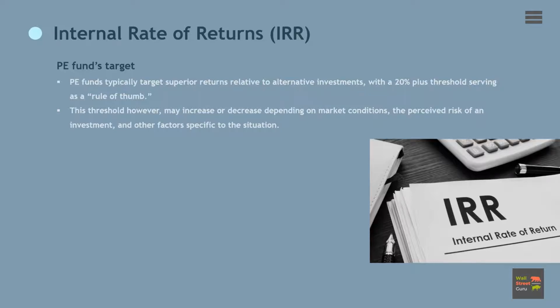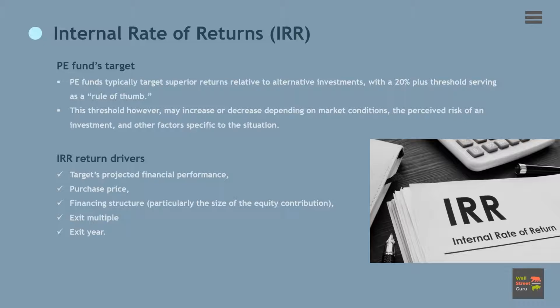The primary IRR drivers include the target's projected financial performance, purchase price, and financing structure, particularly the size of the equity contribution, as well as the exit multiple and year. As would be expected, a PE fund seeks to minimize the price paid and equity contribution while gaining a strong degree of confidence in the target's future financial performance and the ability to exit at a sufficient valuation.